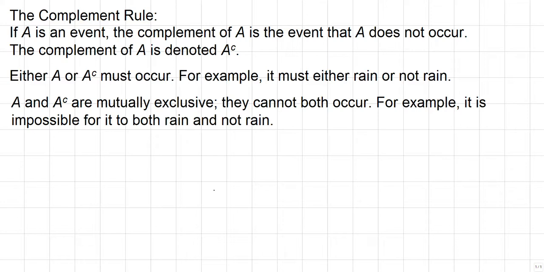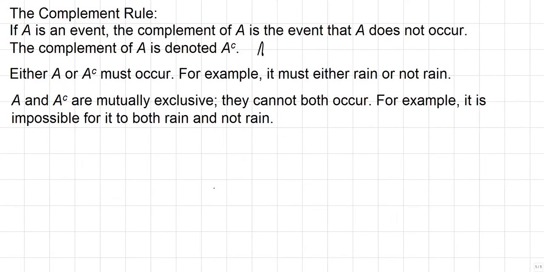This video is going to discuss the complement rule. First, we're going to define it. If A is an event, the complement of A is the event that A does not occur. The complement of A is denoted as A complement. There are other options for that. We can use A prime or not A. This textbook is using A complement.